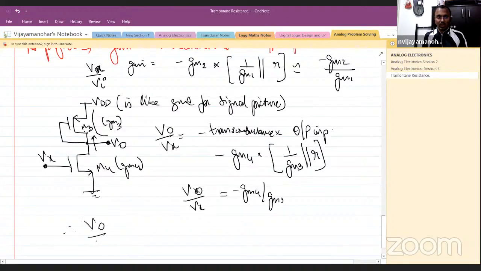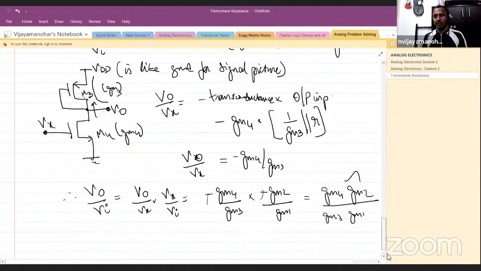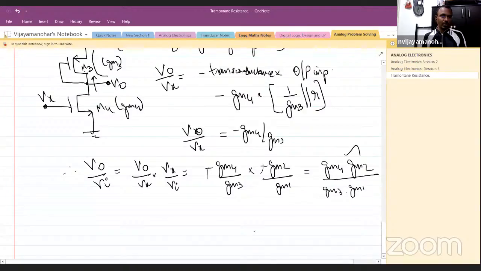Therefore, V0 by Vi is equal to V0 by Vx into Vx by Vi, which is minus Gm4 by Gm3 into minus Gm2 divided by Gm1. The minus gets cancelled away. So the overall answer is Gm4 Gm2 divided by Gm3 into Gm1. This is the answer. I hope this problem was also interesting. Let's see the next problem.